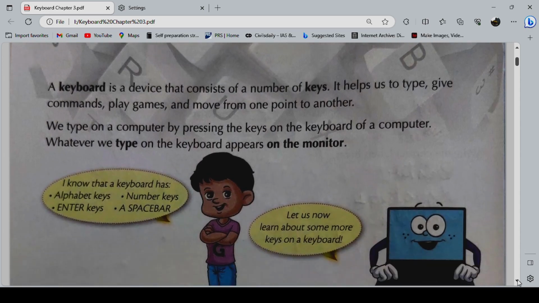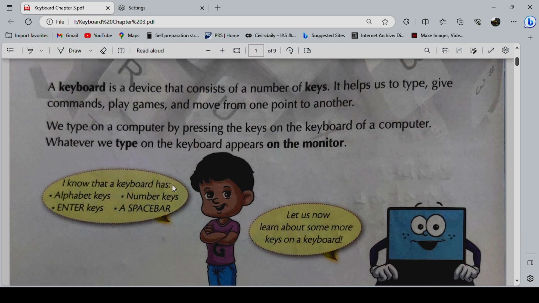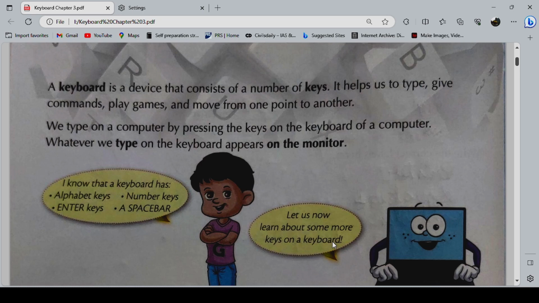Now read this one. We type on a computer by pressing the keys on the keyboard of a computer. Whatever we type on the keyboard appears on the monitor. I know that a keyboard has alphabet keys, number keys, enter keys, space bar. Let us now learn about some more keys on a keyboard.